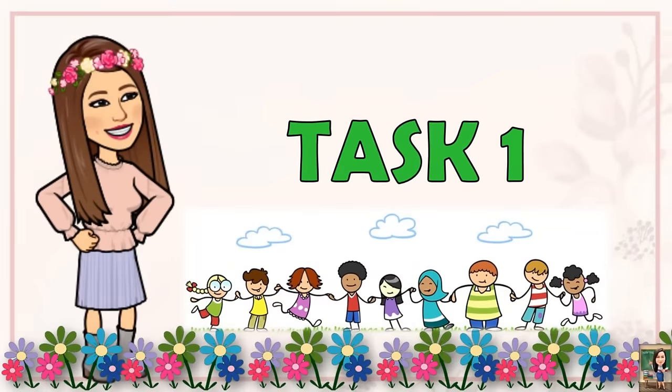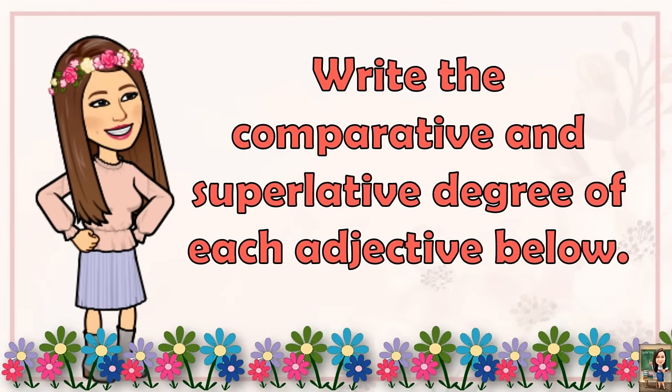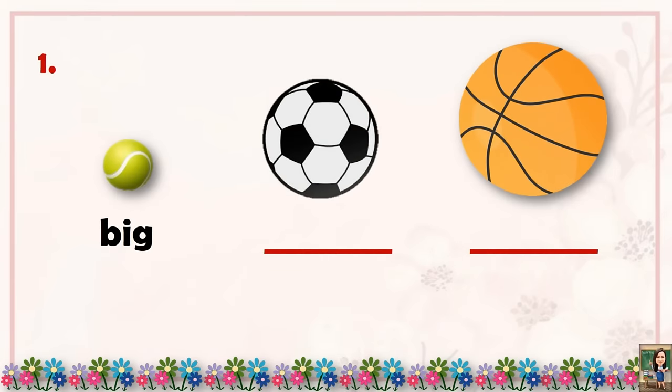Now, let's do task 1. Write the comparative and superlative degree of each adjective below. Number 1. There are 3 kinds of ball in here. The first ball, which is the tennis ball, is big. How do we write big in comparative and in superlative degree? Correct! So the tennis ball is big. The soccer ball is bigger than the tennis ball. And the basketball is biggest among the 3.